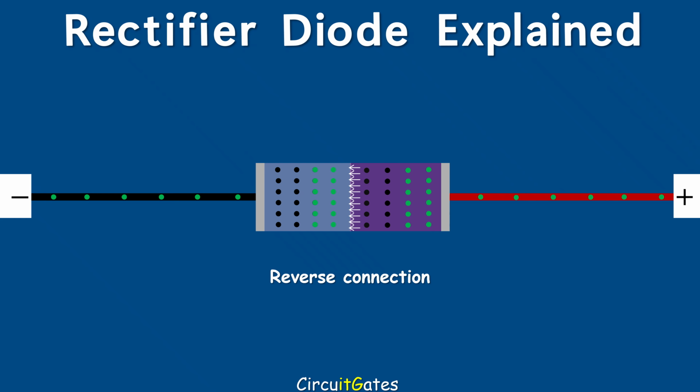This flow of electrons lasts for a short time. As the depletion region widens, the electric field between the opposite charges increases in strength until the potential difference across the depletion region equals the supply voltage.